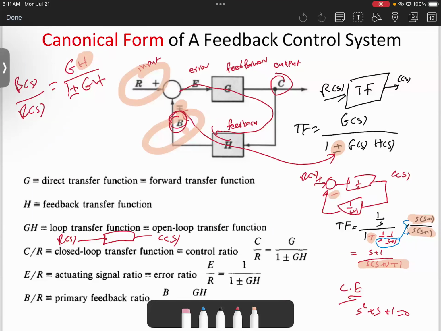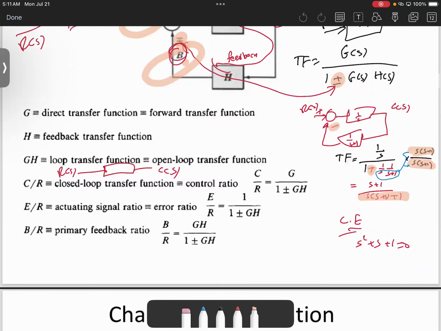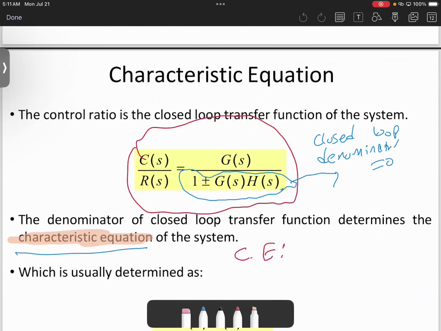So in this canonical form, we realize that there's feedback, feed forward, inputs, outputs, the error ratio and actuating ratio, etc. The overall closed loop transfer function will be the forward divided by 1 plus or minus, which is the opposite of the sign of the feedback, forward times feedback. And the characteristic equation is the denominator of the closed loop transfer function. The denominator equals 0. This is the characteristic equation.